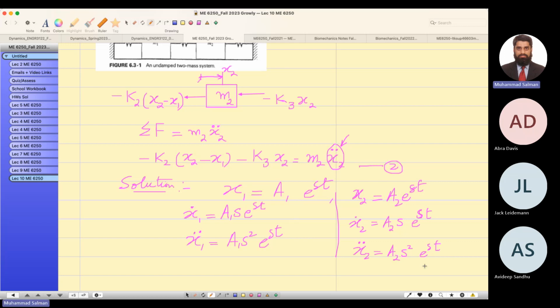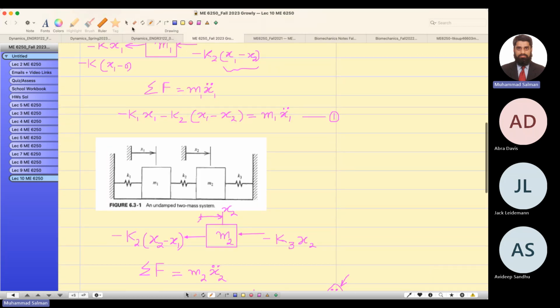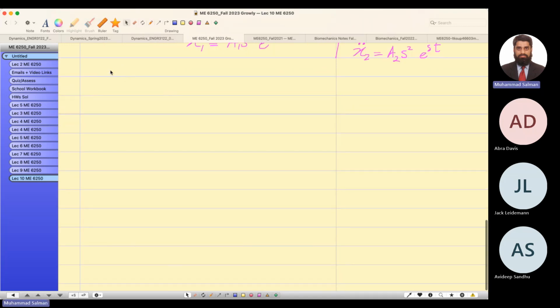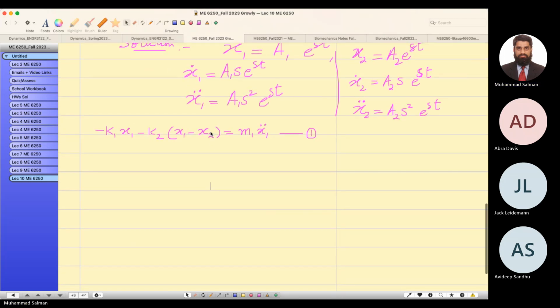You got my point? Now I'm going to use the first equation. Let's go slowly and use this solution in our first equation. Can I write down in place of x1, negative k1 and a1 e to the st? Can I write down like this?